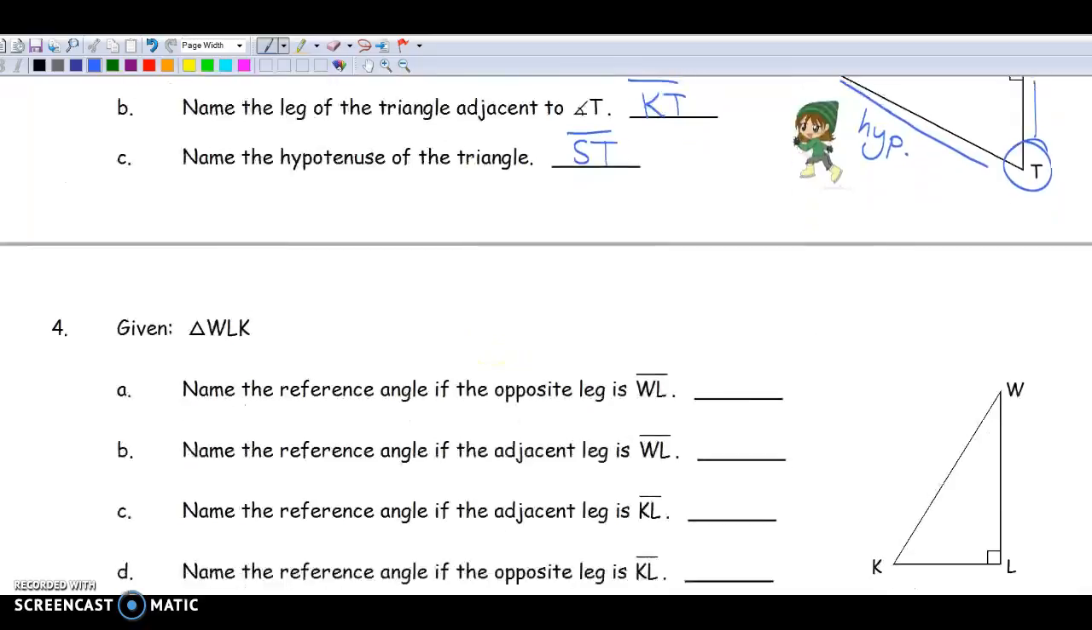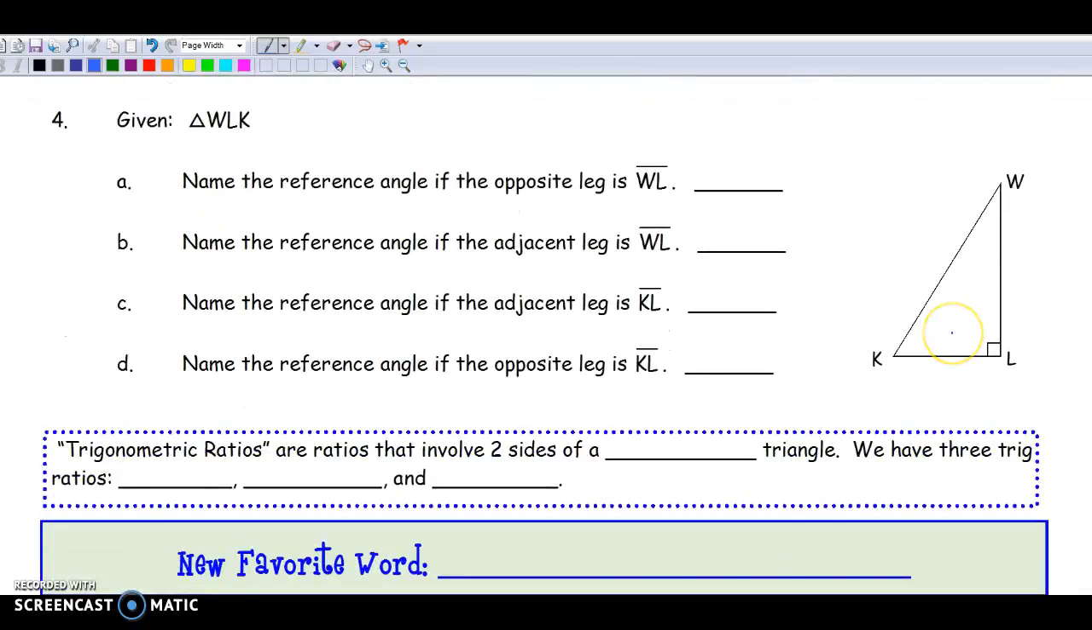Let's go to the back. Now we got this guy, triangle WLK. Name the reference angle if the opposite leg is WL. So now it's kind of the reverse. We're given the leg, so here's my leg, WL, and we need to name the reference angle. Since it's an angle, it's either going to be angle W or angle K, because reference angles will not be the right angle, which is angle L.